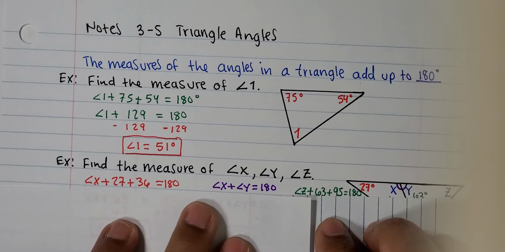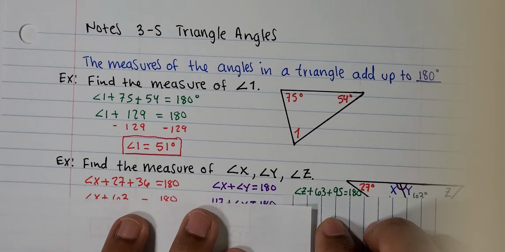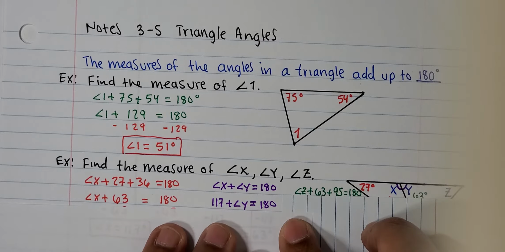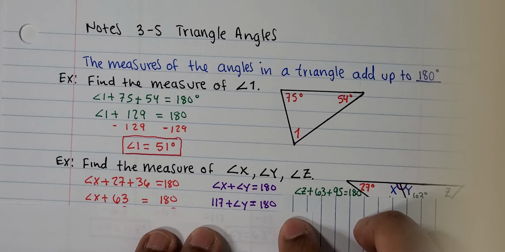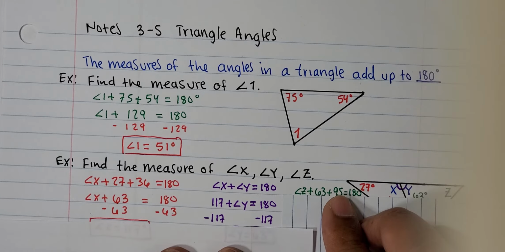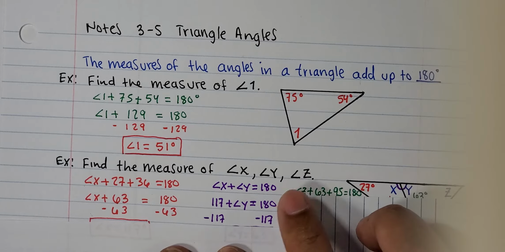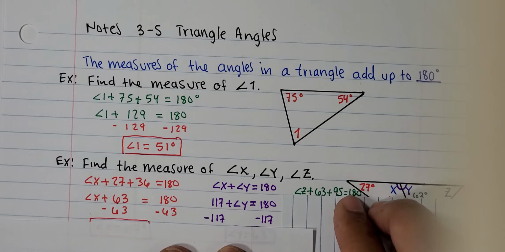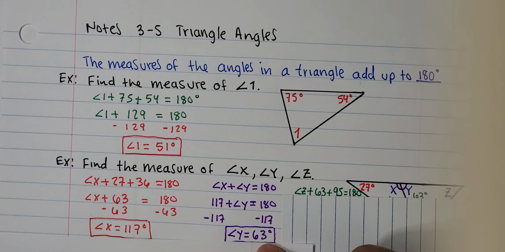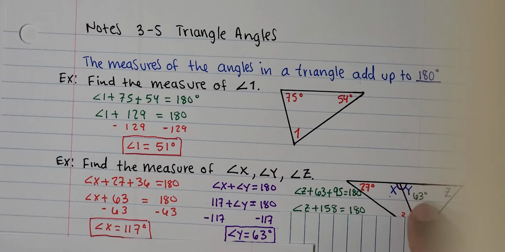Okay, so what we do is replace X with 117. So 117 plus angle Y equals 180. And then to find angle Y, we subtract 117 from both sides of the equation. Okay, so that's what I'm doing here. And in the end, 180 minus 117 gives you 63 degrees. So that tells us that the measure of angle Y is 63 degrees, which is what I have here.